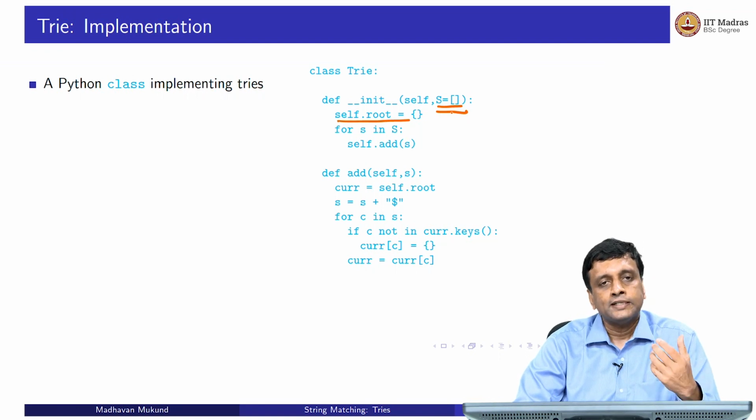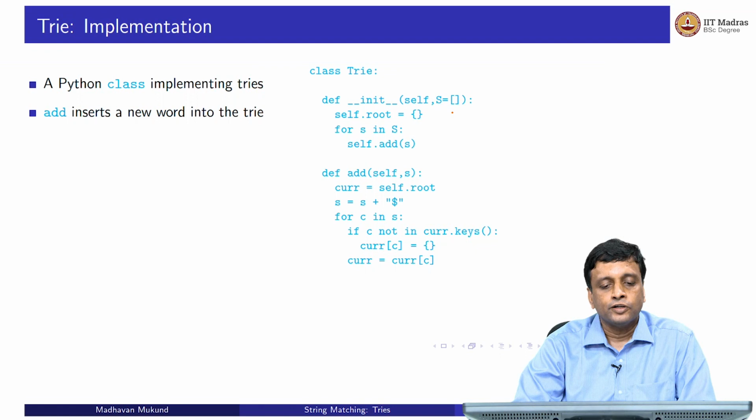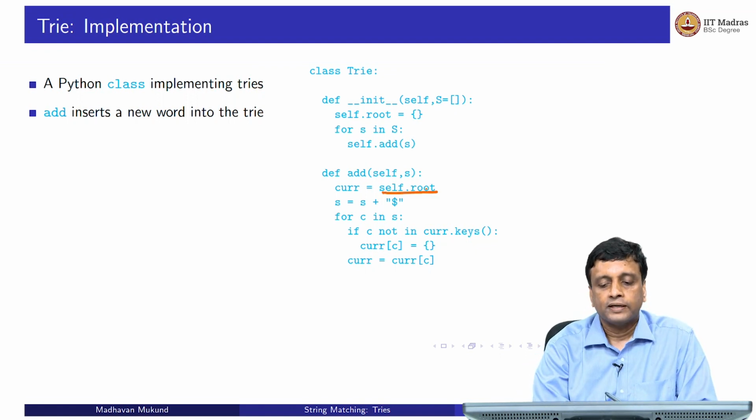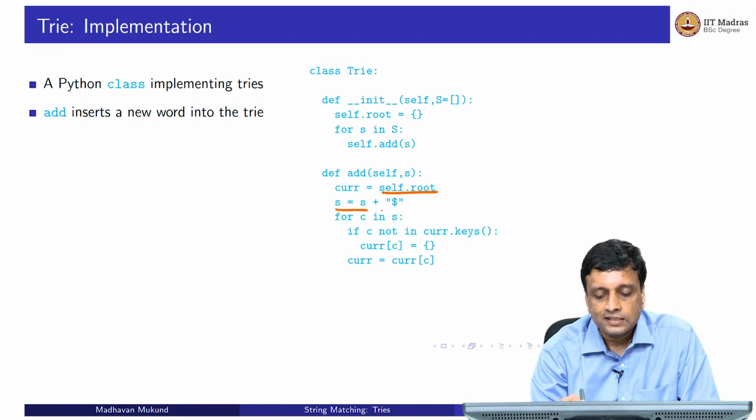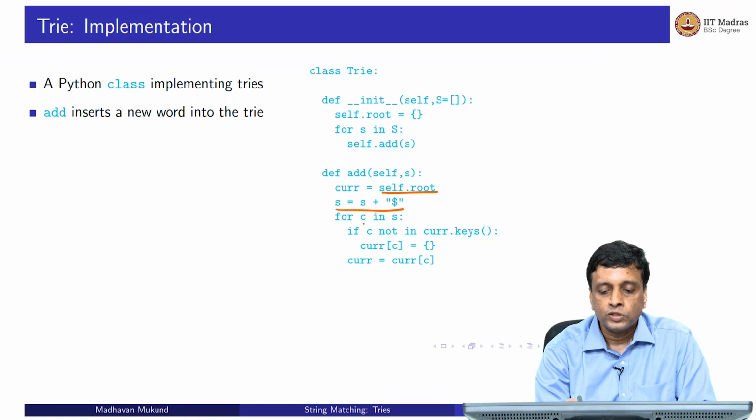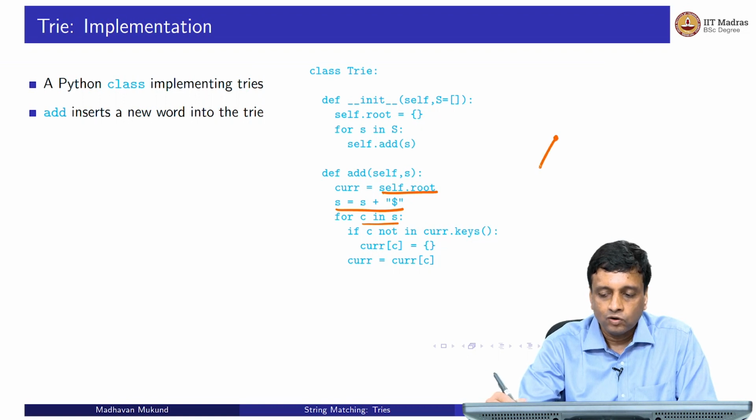But what I will do otherwise is for every word in the set, I will add it to my trie. So that is this add function, right? So the add function inserts a new word into the trie. So what does it do? It starts with the root, right? Then it appends this special symbol dollar to the word. And now it walks through this word, including the dollar, right? So it starts at the root and it looks for whether the first letter in my word is a key or not. If it is a key, it goes down that way.